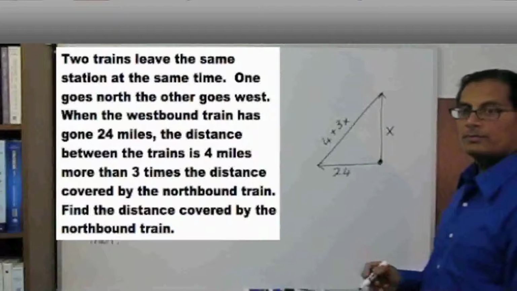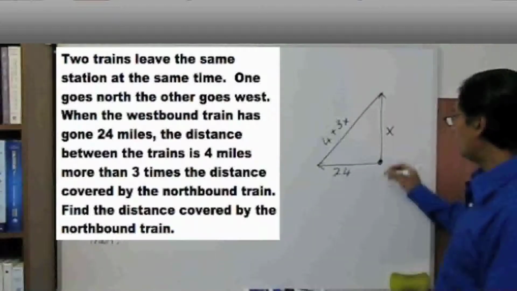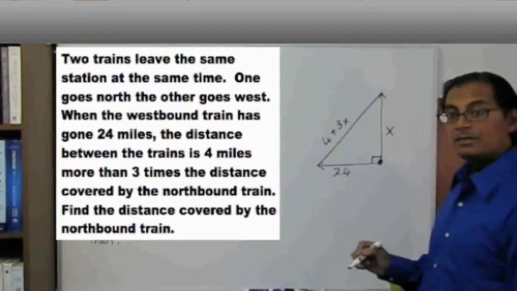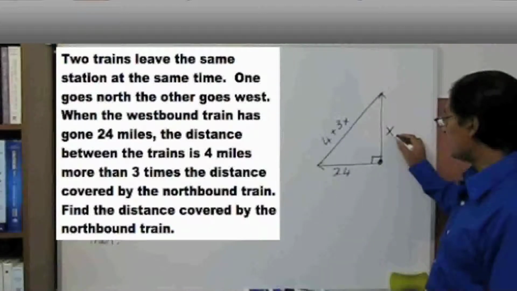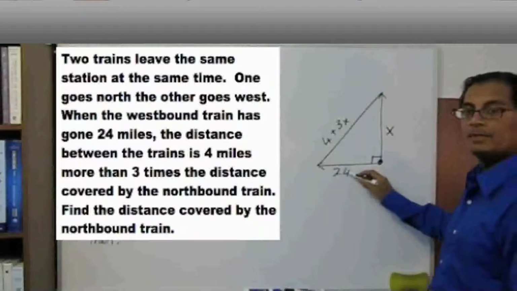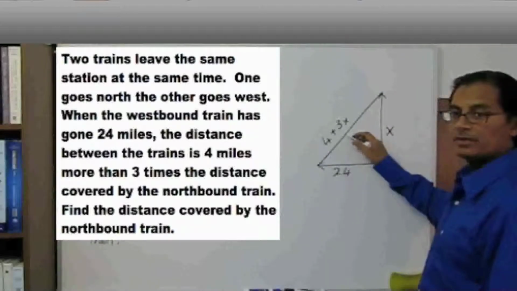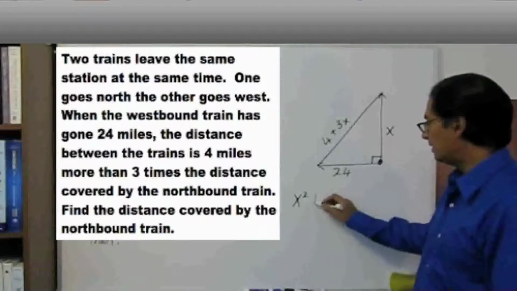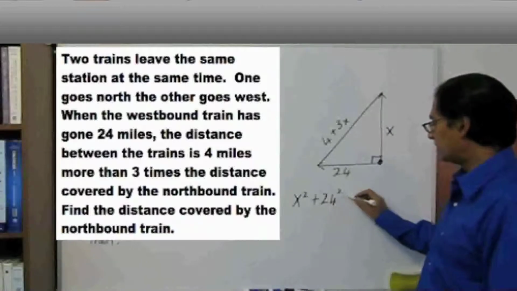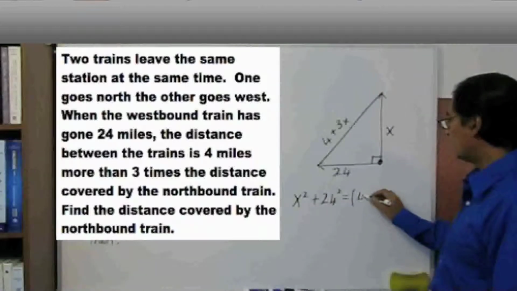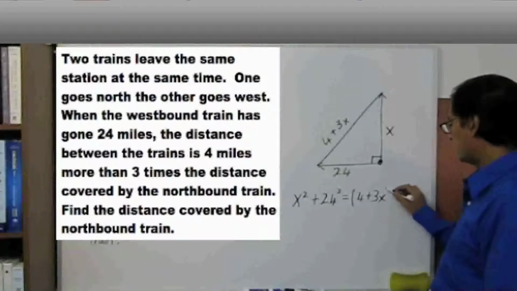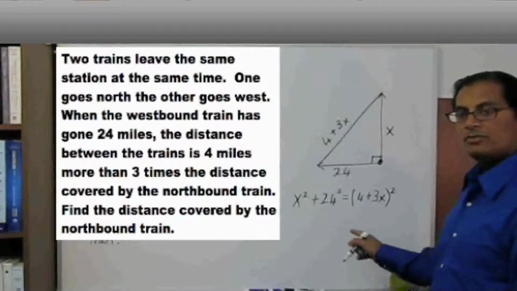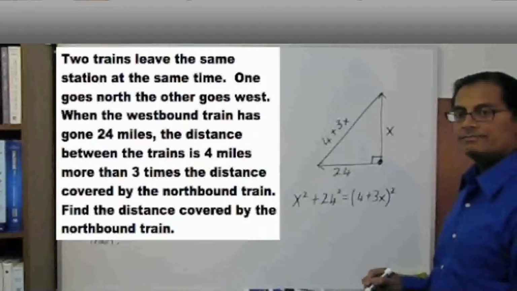Now, how do we solve this problem? Well, this is a right triangle. And the Pythagorean theorem tells us that the square of this leg plus the square of this leg is equal to the hypotenuse squared. So we can write an equation. The equation is x squared plus 24 squared equals (4 plus 3x) squared. And so the answer to this problem is the solution to this quadratic equation.